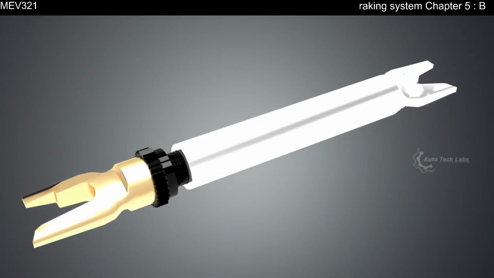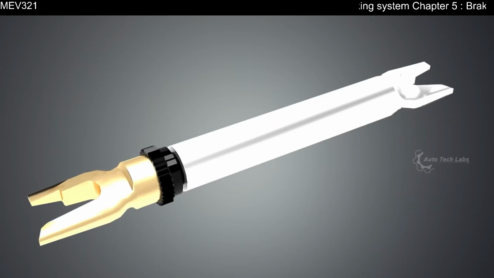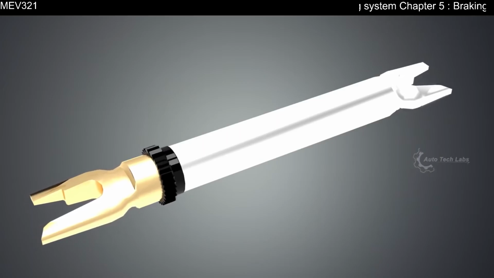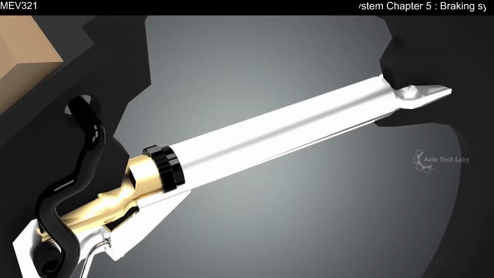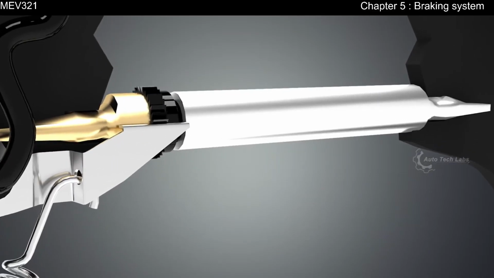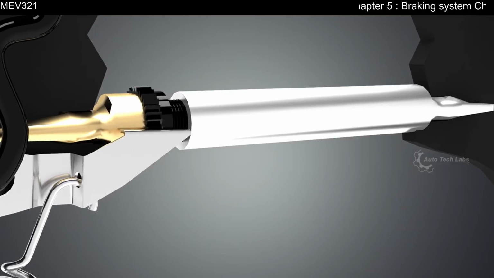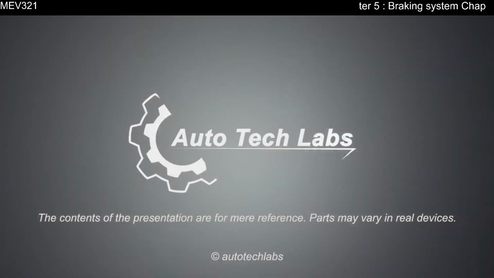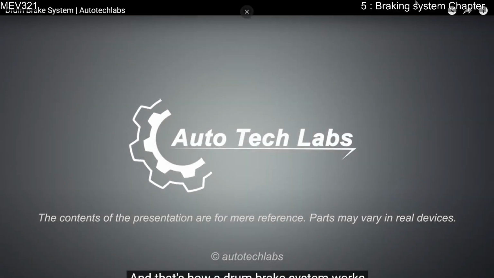As you can see, it uses a screw mechanism to increase its length between the shoes. Each time the car brakes while in reverse, the cog is pulled down by the pin to push the shoes against the drum. And that's how a drum brake system works.